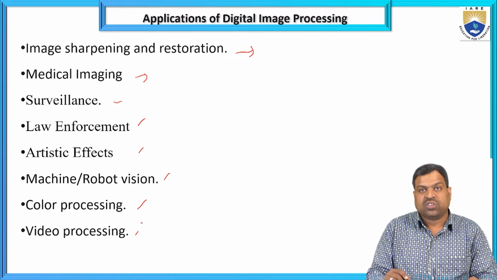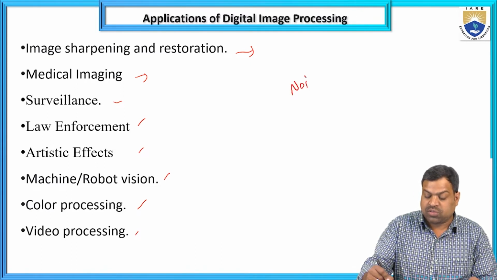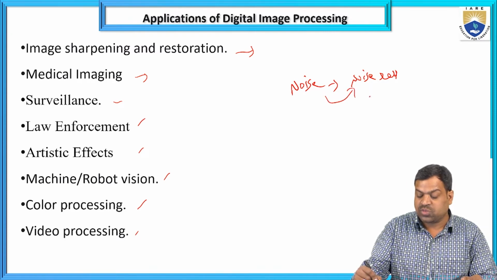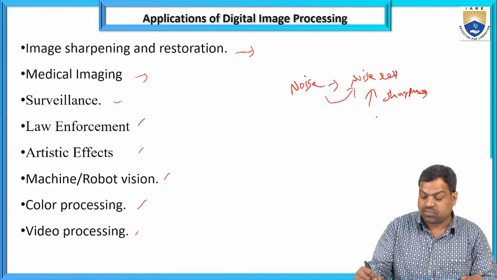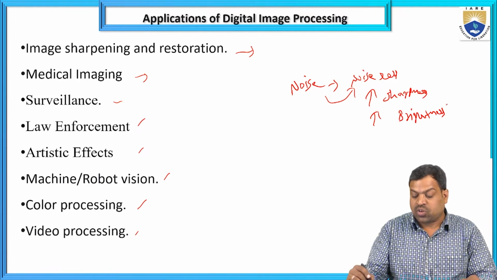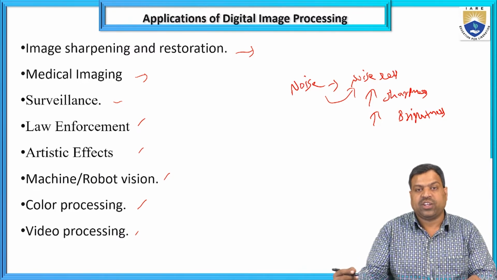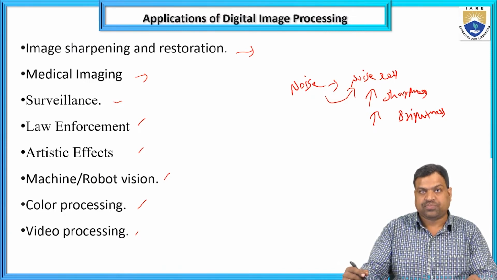So, image sharpening. What is image sharpening? Suppose I have a noisy image. We have to convert it to a noiseless image. How are we doing this? Noisy to noiseless means we have to increase the sharpness and increase the brightness. Suppose in the image black color is dominating or white color is dominating. Then we have to reduce the black color, or we have to reduce the white color. So, image sharpening and adjustment of image brightness, these are image sharpening.